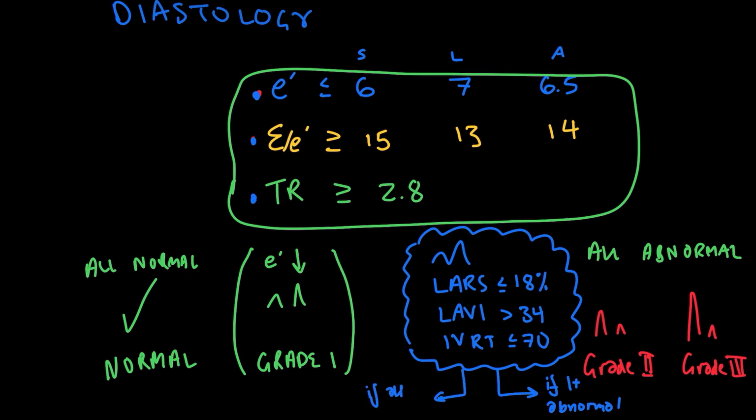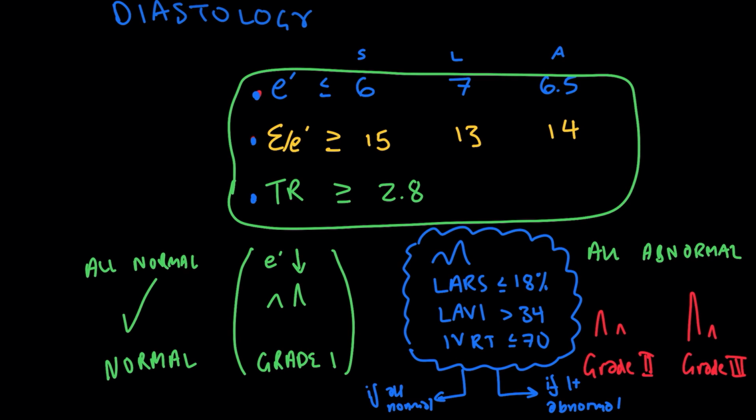If all normal. So just to recap once more, we start with E prime, E over E prime, and tricuspid regurgitation. If all are normal, we have normal diastolic function. If all are abnormal, we have diastolic dysfunction with elevated filling pressures. We just figure out the grade based on the mitral inflow pattern. If one of them is abnormal, two of them are abnormal, but not all three, then use secondary parameters.